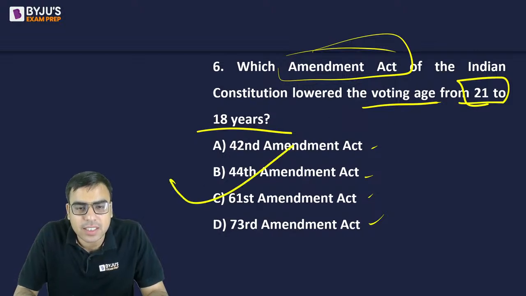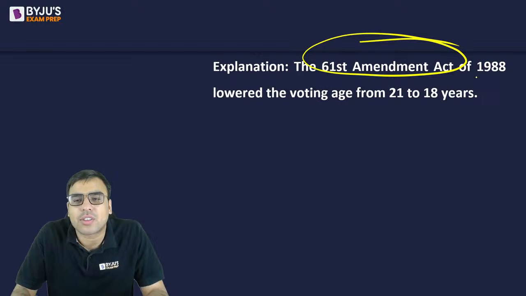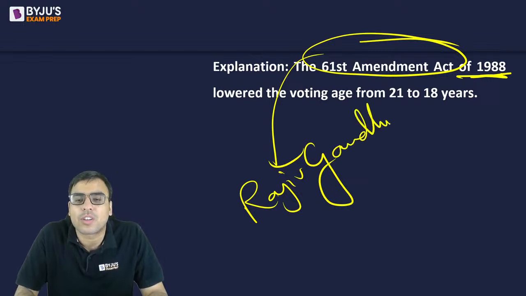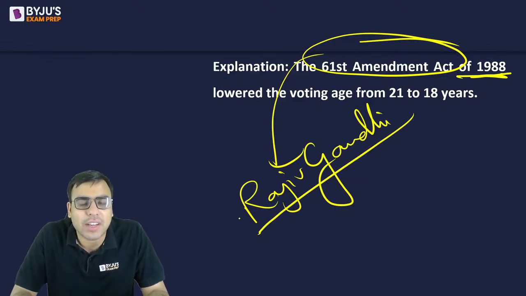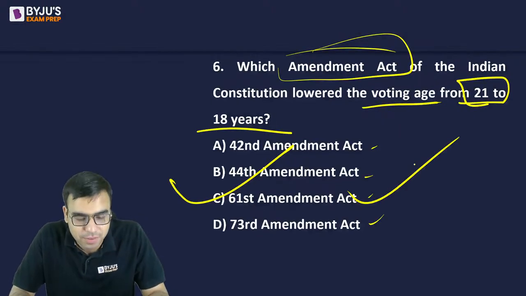The right answer is option C, 61st Amendment is the right answer to this question. So it happened in around 1988. So during the time of Rajiv Gandhi, it was done. So earlier the minimum age to vote was 21. Now the minimum age to vote is 18 years. So if you are 18 plus, you can vote. So C is the right answer.